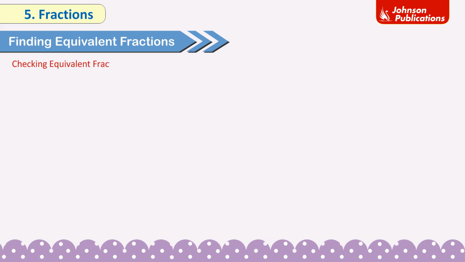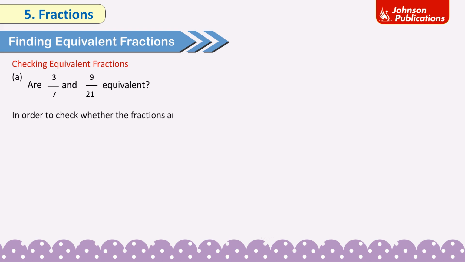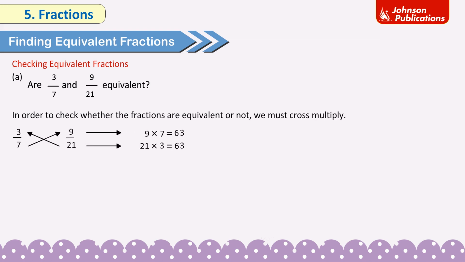Checking equivalent fractions. A. Are 3 by 7 and 9 by 21 equivalent? In order to check whether the fractions are equivalent or not, we must cross multiply. 9 multiplied by 7 is equal to 63. 21 multiplied by 3 is equal to 63.